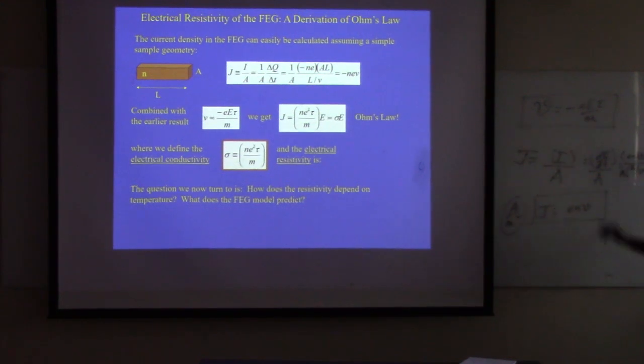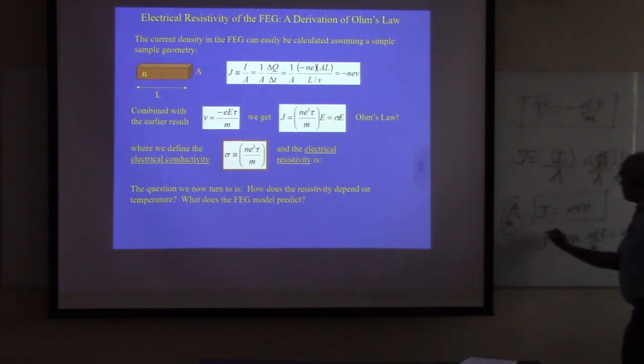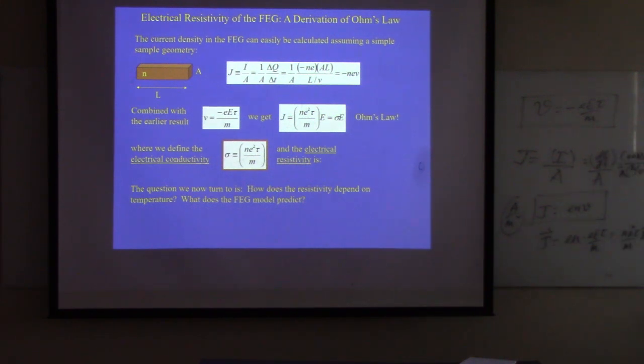Okay, then we can plug in this number. J you can write as E n times V, forget about the sign. So if you get the number, you can write it as E E tau divided by M. So this will give you n E squared tau over M times E. For electrons you put that negative sign, which tells you electrons are moving in the opposite direction of the electric field, right?